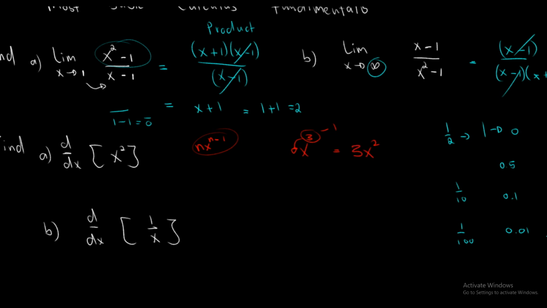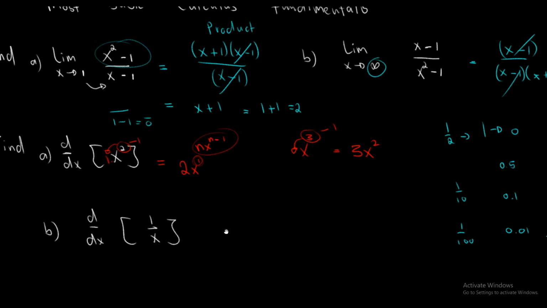So let's find the derivative of x squared. Well, the derivative of x squared would be the second power multiplied with the coefficient. Remember, there's an invisible 1. So that becomes 2x, and 2 minus 1 gives me x raised to the first power. But I don't need to write this.